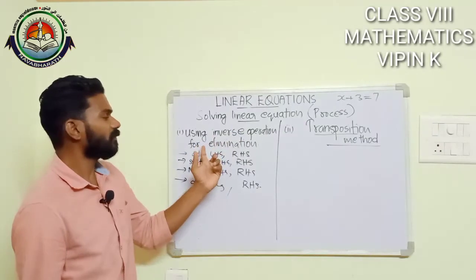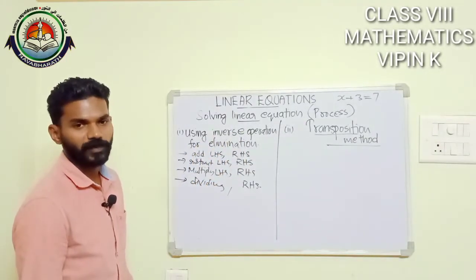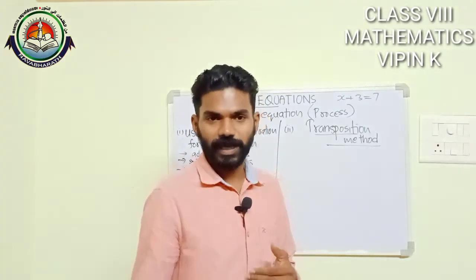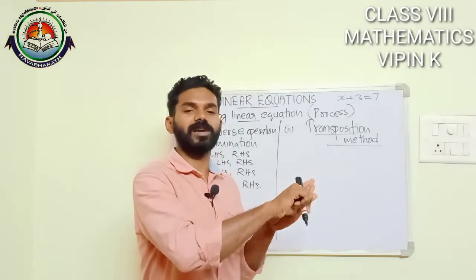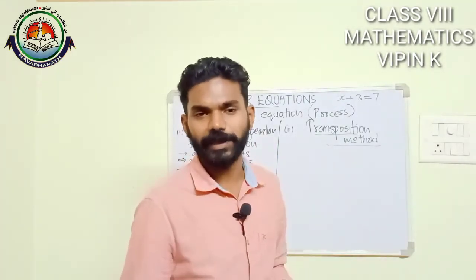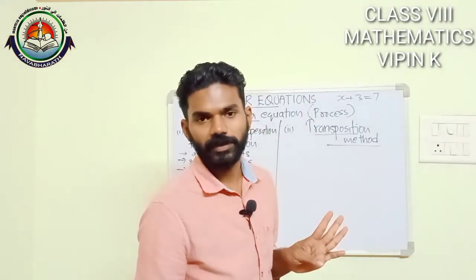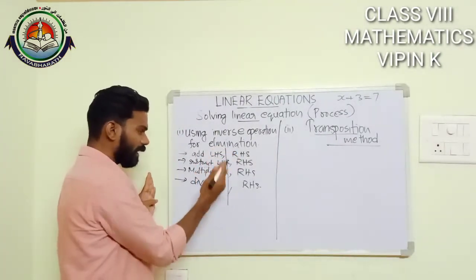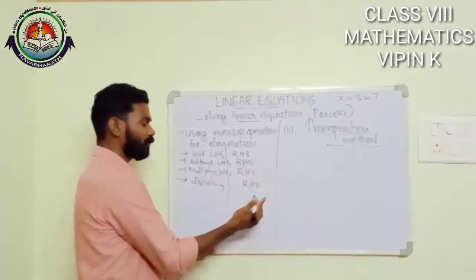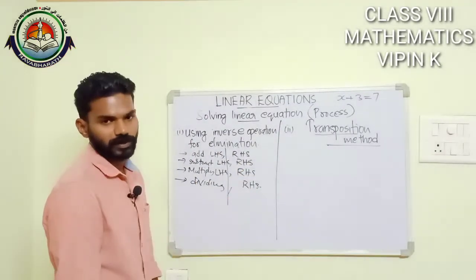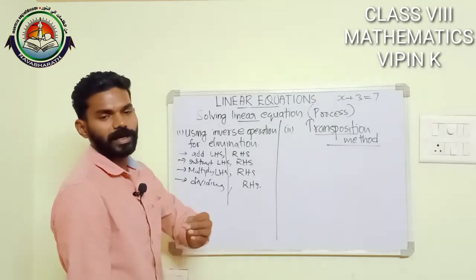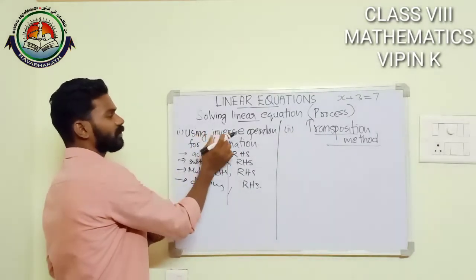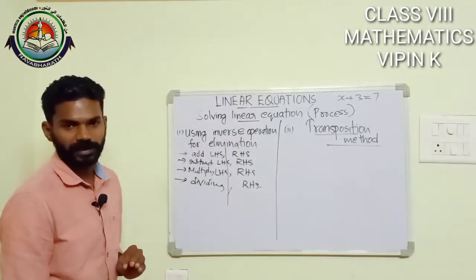So these are the rules that have to be followed in the method of inverse operation for elimination. You are given an equation. You can do operations like addition, subtraction, multiplication and division. All these four operations can be carried out on that particular equation. But the rule that has to be followed is whatever you do on the LHS, the same thing must be done on the RHS also. Then only your answer, your solution, would be correct. So this is the method of using inverse operation for elimination.